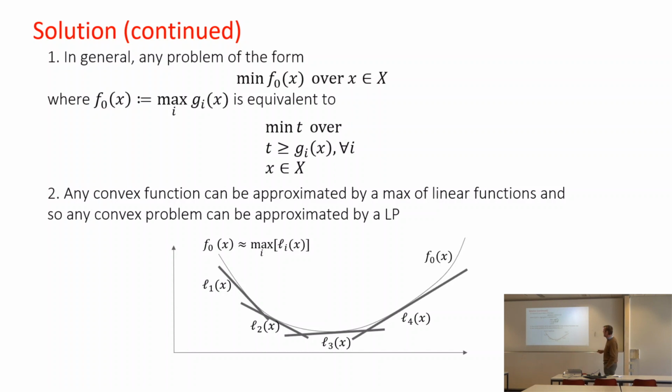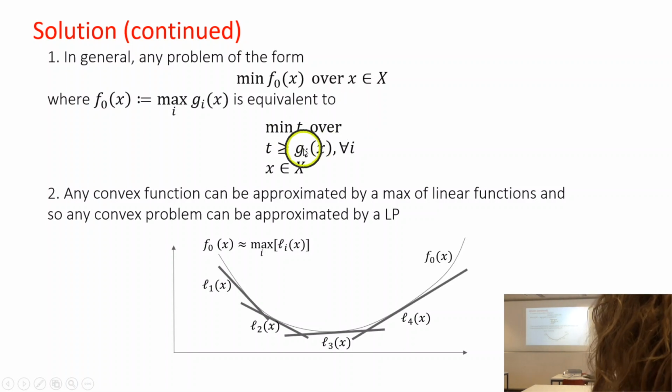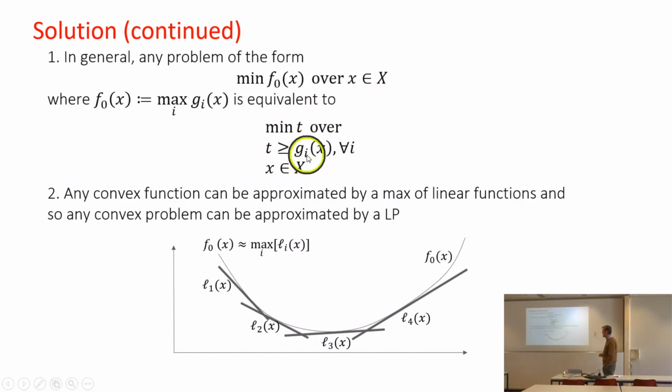If I have to minimize a function which is the max of another set of functions, this is equivalent to minimizing t over t larger than the set of functions, plus all the other constraints here. So this is a general statement that we can use to transform a problem that has a max, which is a highly nonlinear operator, into a problem where there is no max written.